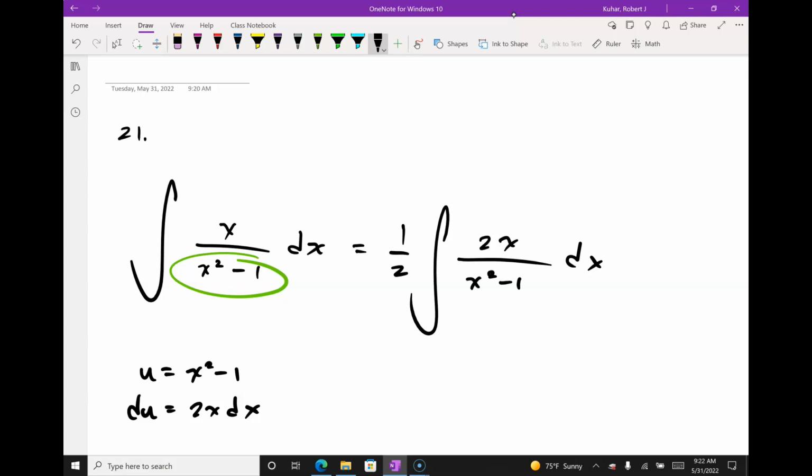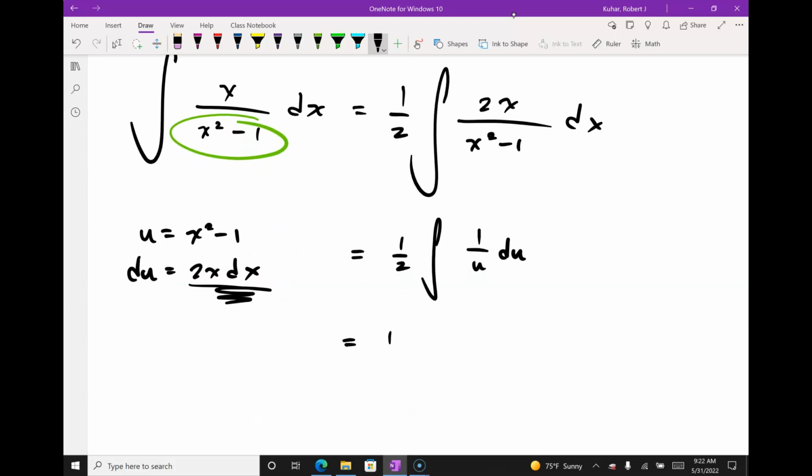Yeah, so notice I need a 2x dx. I don't have it, I have an x dx. So if I multiply by 2, I can't just go into the bank and double my money, right? But if I say, hey, double my money and then cut it in half, that's fine, right? I still have the original. So now I have 1/2 of the integral of 1 over u du. So 1/2 of the ln of the absolute value of x squared minus 1 plus c.